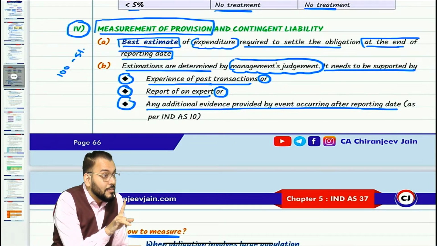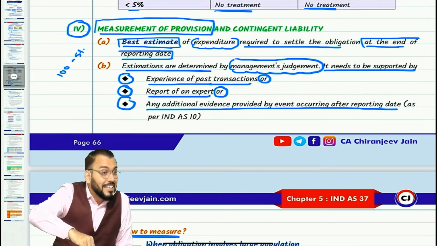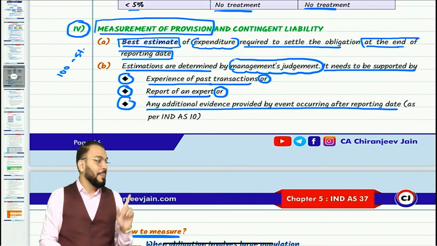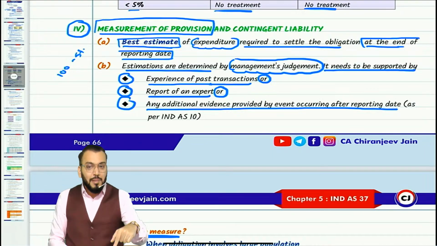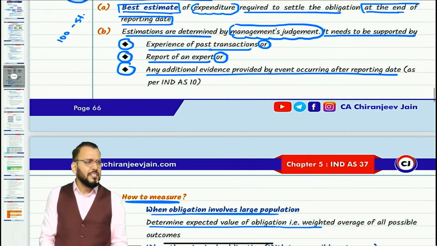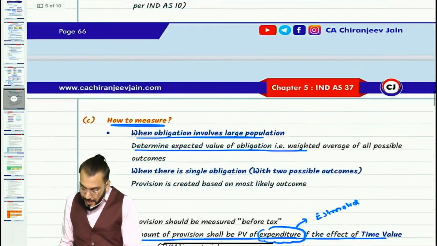Understood? You need to give reference of what? Ind AS 37. Got it? That becomes the best answer, and that you can write now. Correct? Then what are they saying?